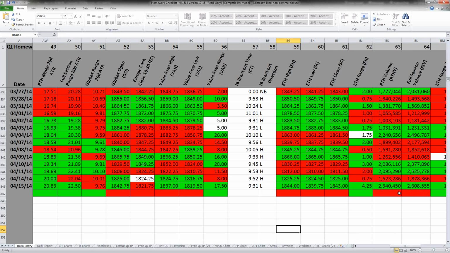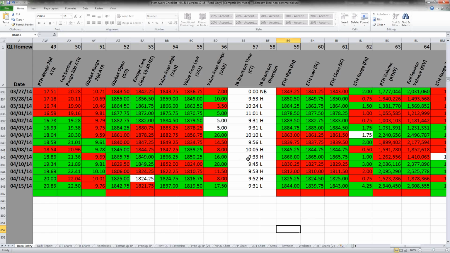You can see, and I've been saying that this would be a distribution area for the commercial and the large spec, and I'm still sticking to that story. They're distributing down here.